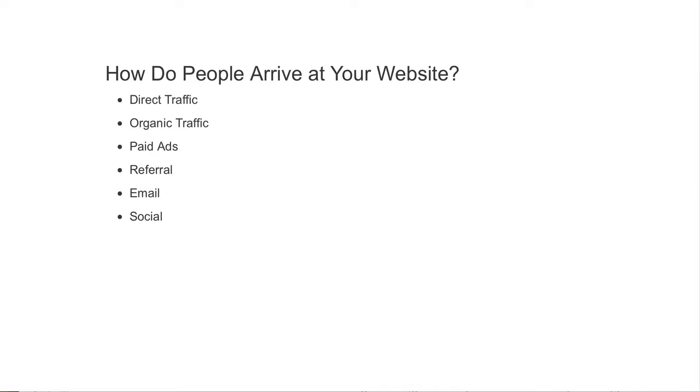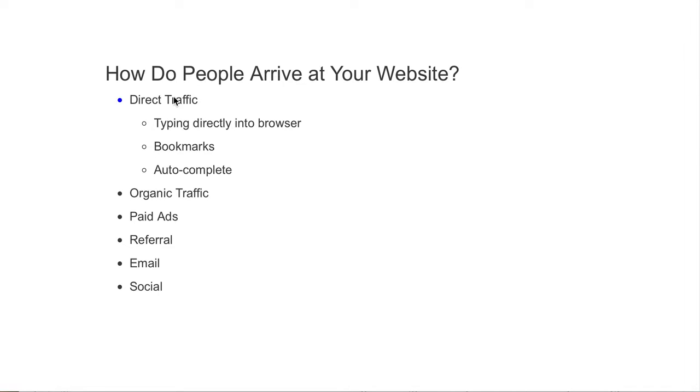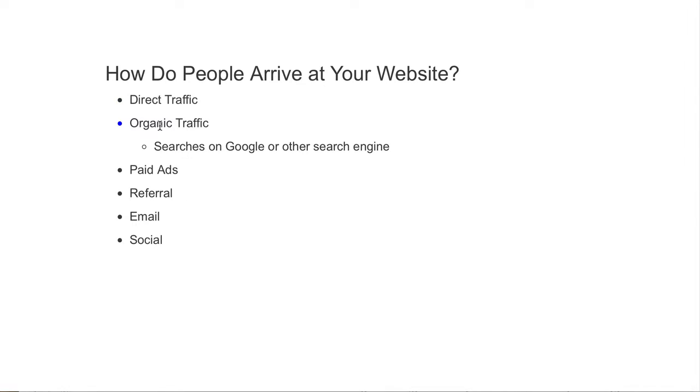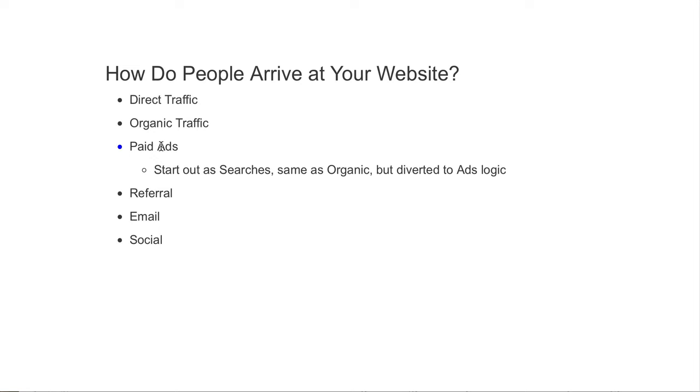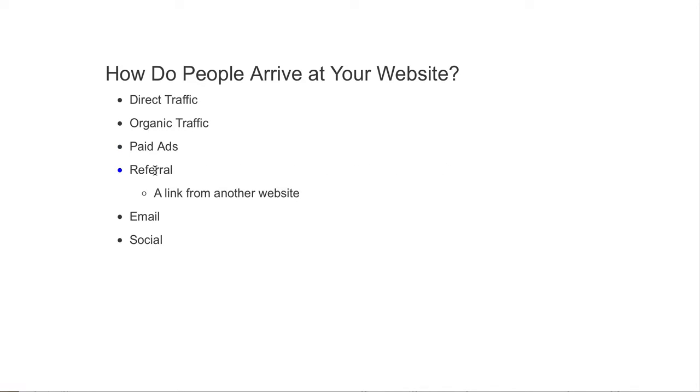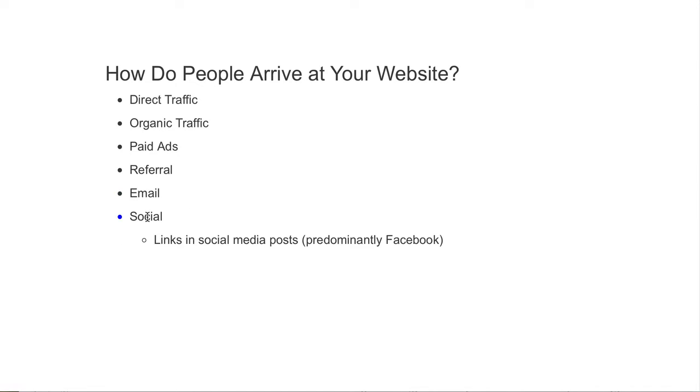Okay, let's start by looking at how people arrive at your website right now. This is according to Google Analytics, which will come up later. There's direct traffic. That's people typing directly. They already know you exist. They type your URL. There's organic traffic. That's searches, where you search on Google for something and a library just happens to come up. There are paid ads. We're going to talk about that today. There's referral. That's a link from another website. Email, but that's not just any email, it's marketing email. So they have to be tagged so that they're recognized as email by Google Analytics. And there's social media posts, predominantly Facebook.